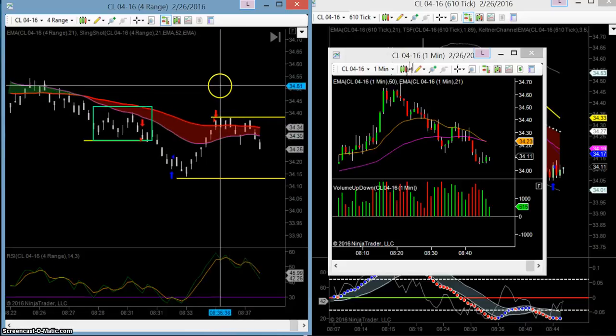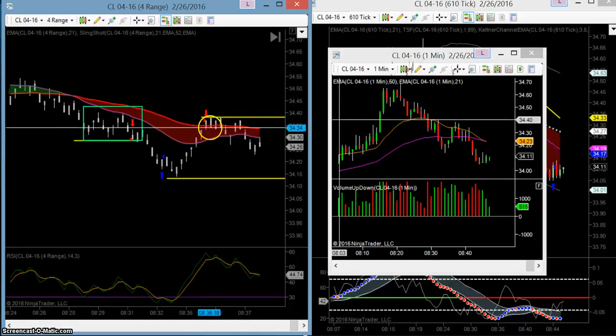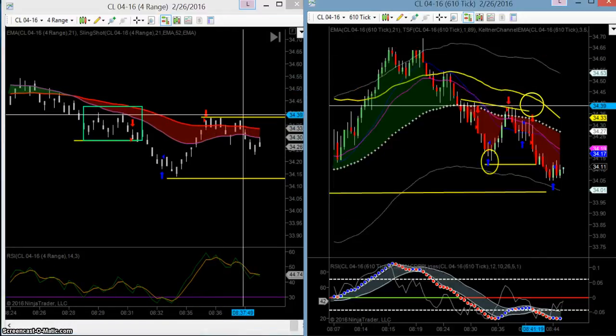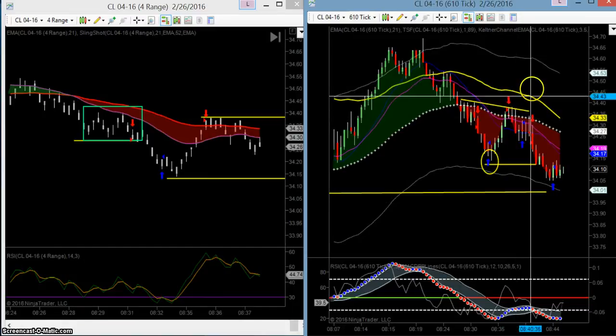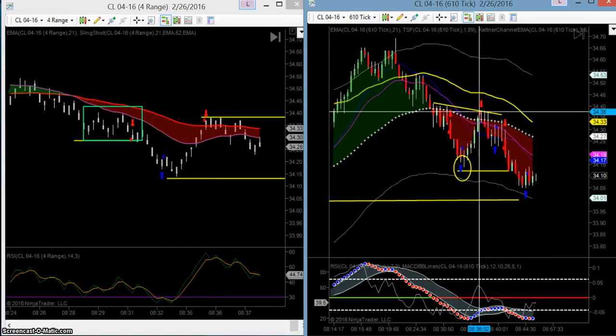And then on the retrace, my entry very close to my 50 period moving average on this chart, and of course the 50 period on my 610 chart. So those two lined up well.